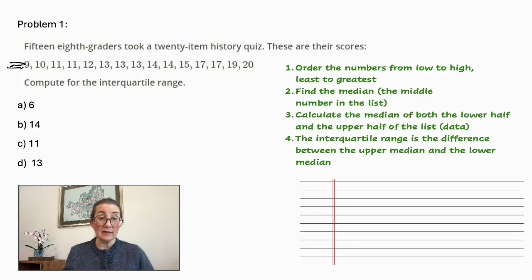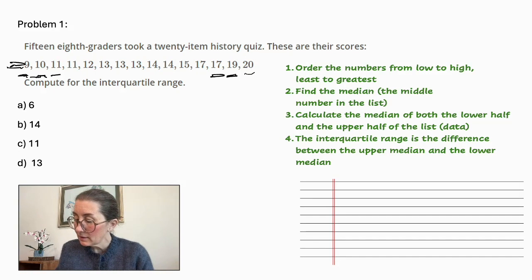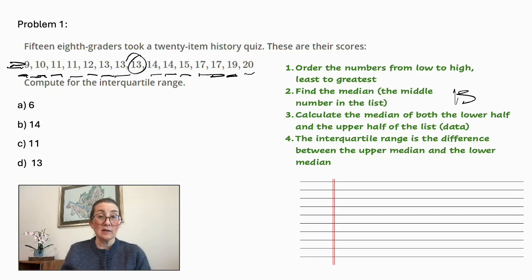Next, find the median. The median is the middle number in the list. So to find that, we just have to work till we get to the middle. 13 is the median of our list. Step 3, calculate the median of both the lower half and the upper half of the data. So we don't include the median of the entire list. We're looking now for the median of the lower half and the upper half.